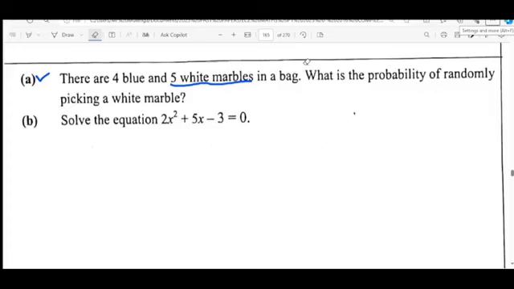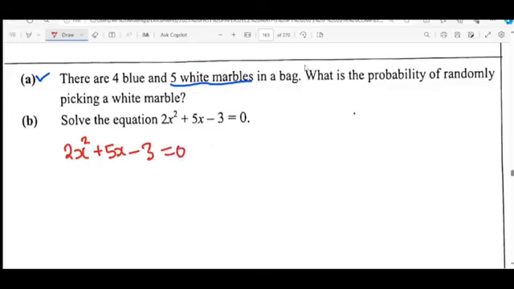So we now come to our question B right here. Solve the equation 2x squared plus 5x minus 3 is equal to 0. When you look at this equation, you can see that it's a quadratic equation because x is raised to the power of 2, meaning that you are going to have 2 possible values of x. So this is our quadratic equation, 2x squared plus 5x minus 3 is equal to 0.